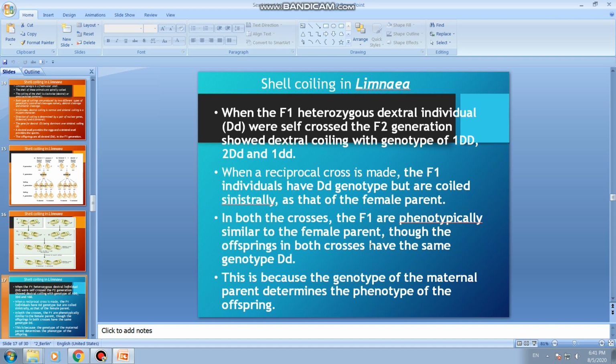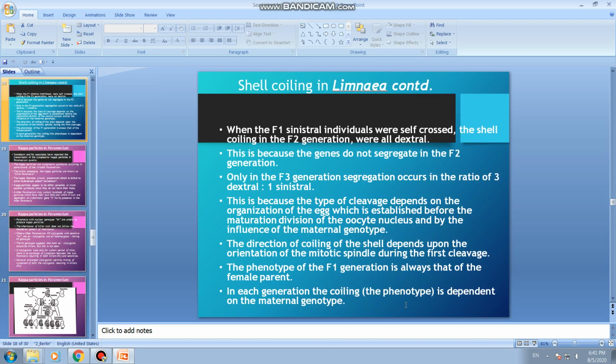Though the offspring in both crosses have the same genotype Dd, that is, in the F1 generation all offspring had capital D small d, their phenotypes are different. In the first cross all individuals have dextral coiling, but in the reciprocal cross all have sinistral coiling, like their mother. This is because the genotype of the maternal parent determines the phenotype of the offspring. When the F1 sinistral individuals were self-crossed, the shell coiling in the F2 generation was all dextral. This is also what we discussed. This is because the genes do not segregate.